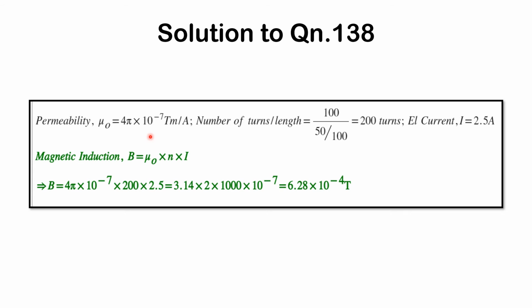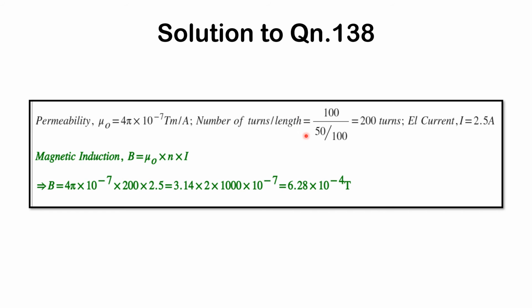Let's look at the solution. Magnetic induction at the center of a circular coil is given by the equation B is equal to mu naught into N into I. Here mu naught is the permeability of free space or vacuum. It's equal to 4 pi into 10 power minus 7 Tesla meter per ampere. N is the number of turns per unit length. The number of turns in one meter, 100 centimeters, is N.